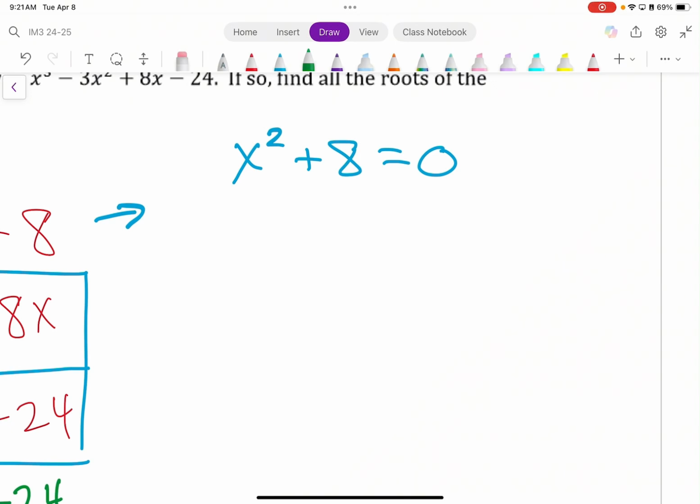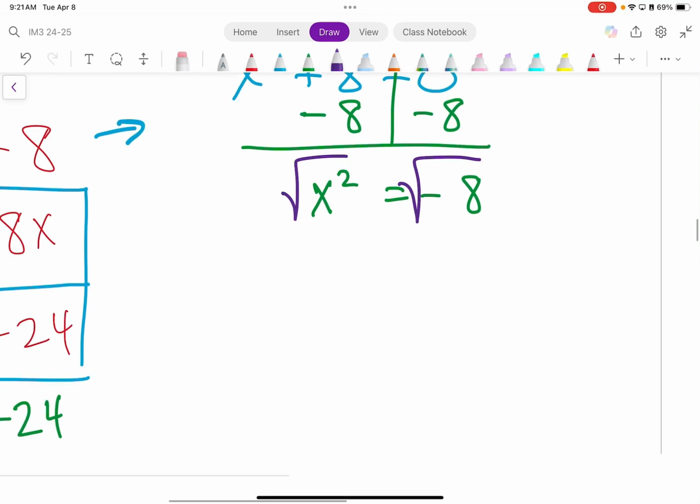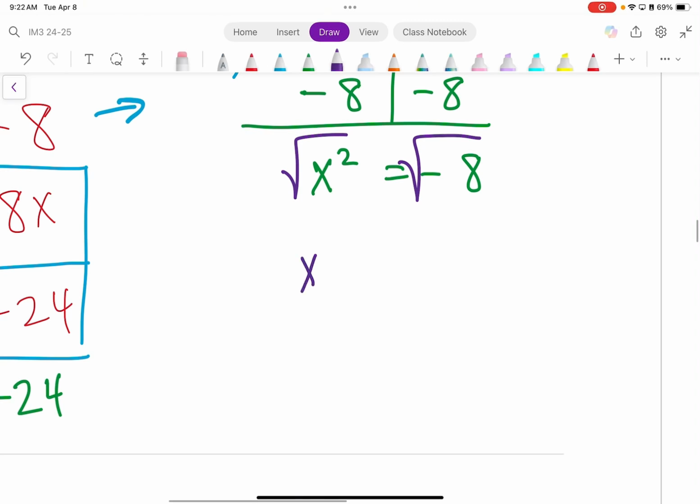How would I algebraically solve for x? Think about StatMap. Subtract 8, and then square root it. Good. So subtract 8. We have x squared equals negative 8. To cancel the square, we square root. So x equals plus or minus the square root of negative 8.